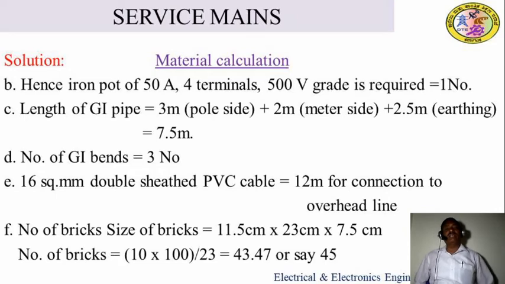Next, number of bricks, that is find the number of bricks. The size of bricks is 11.5 cm by 23 cm by 7.5 cm. Then we have to find the number of bricks, which is equal to the given span length multiplied by 100, converted to centimeter, divided by 23. So you get 43.47 or 47. Say around about 45 numbers of bricks should be required.